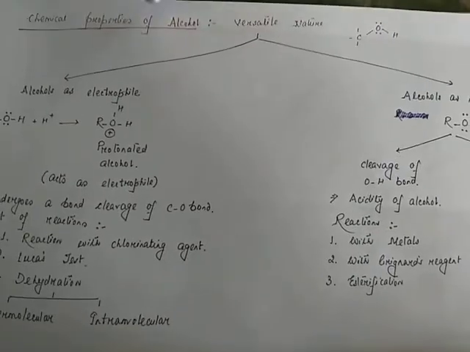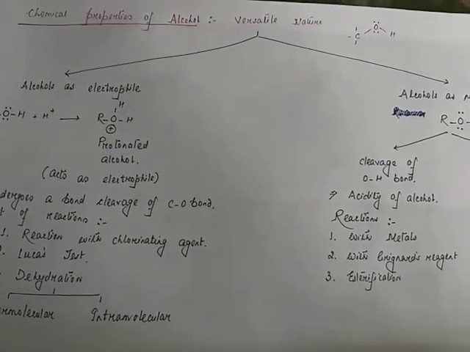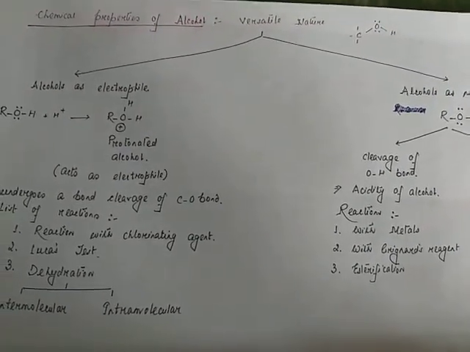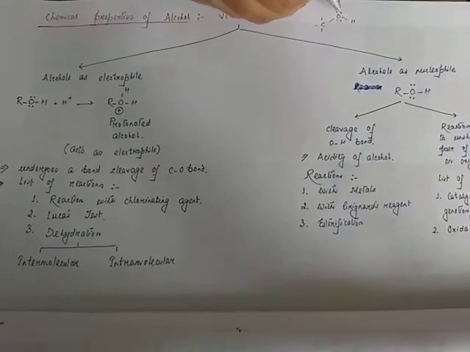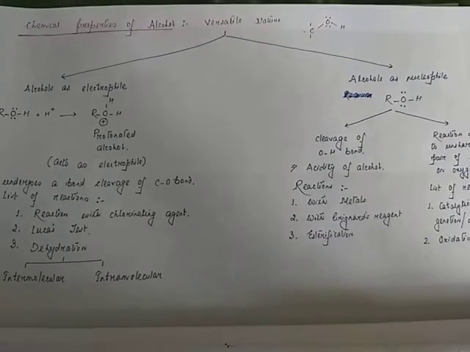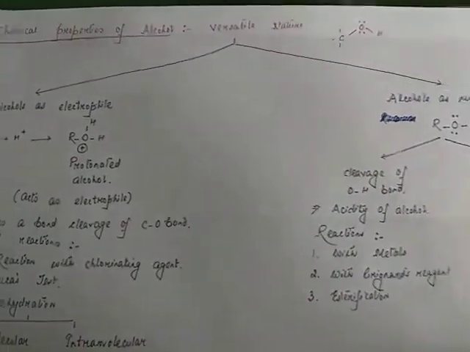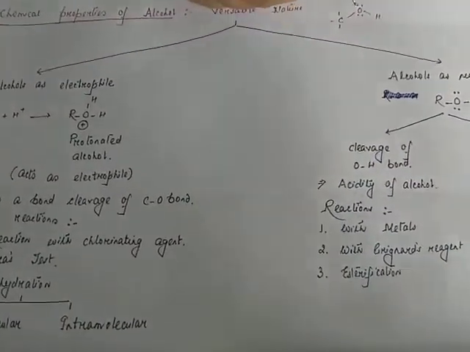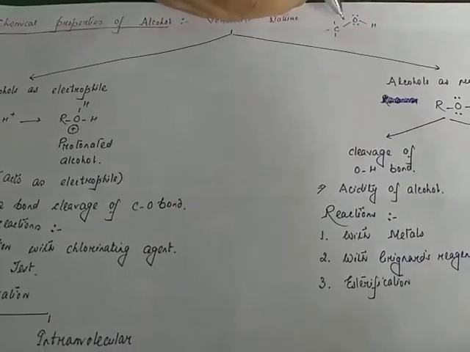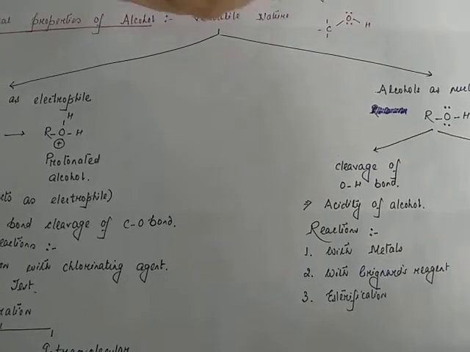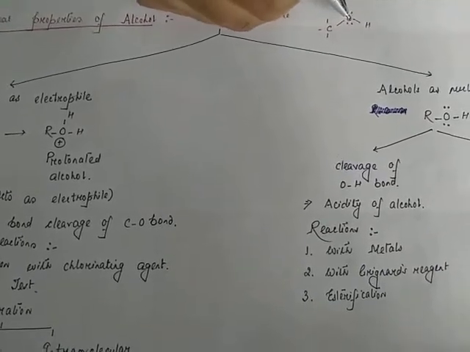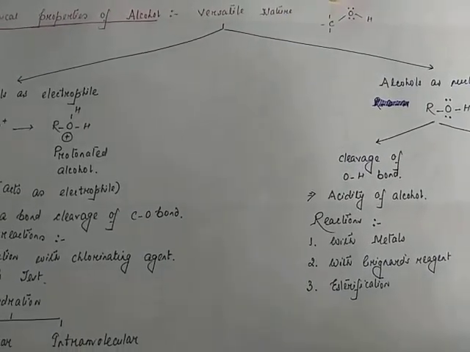Chemical properties of alcohol. Alcohols have versatile nature because of the two particular bonds, the C-O bond and O-H bond. That means it can react in three ways. One is through the cleavage of C-O bond, one is through the cleavage of O-H bond, and one is by using the unshared pairs of electrons.